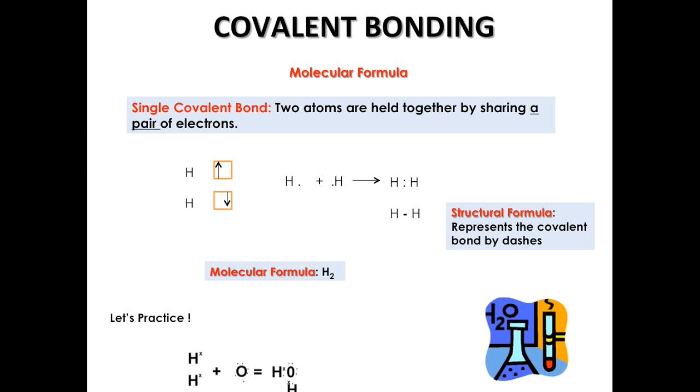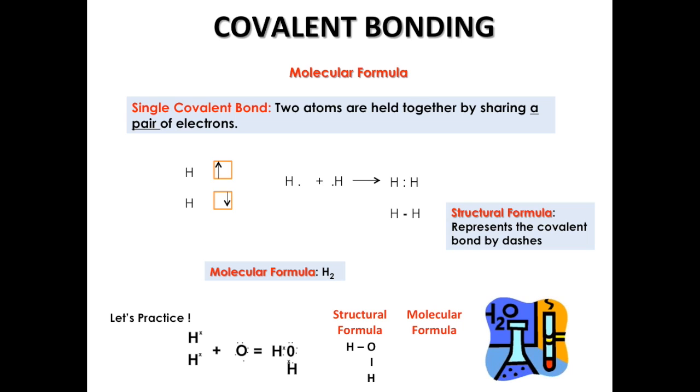Now let's practice. Suppose that we have 2 atoms of hydrogen and 1 atom of oxygen having the molecule of water. Now the structural formula will be oxygen with one dash to one hydrogen and another dash to another hydrogen. The molecular formula will be H2O.